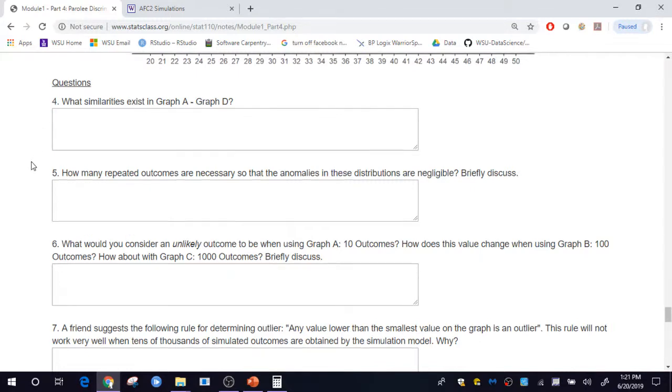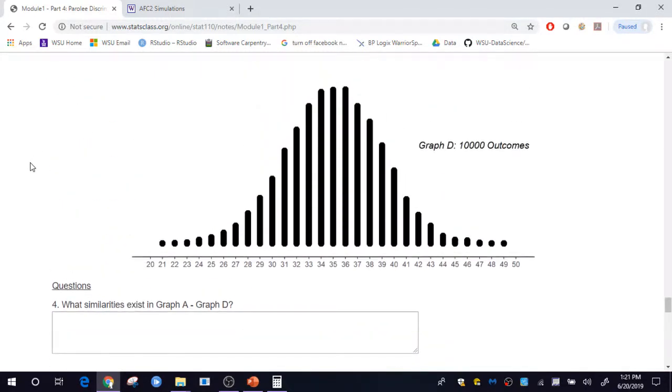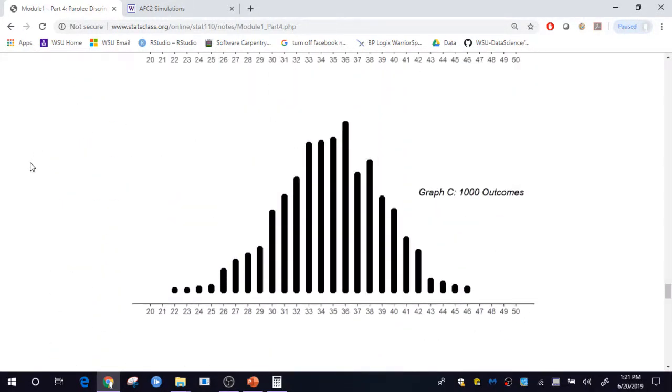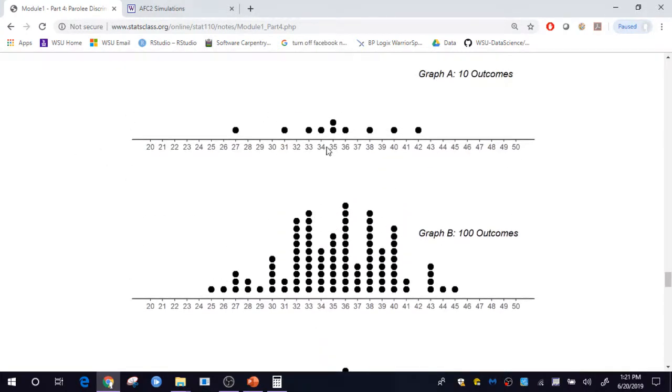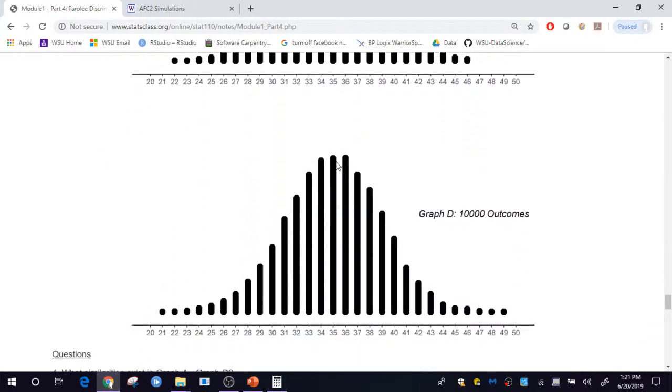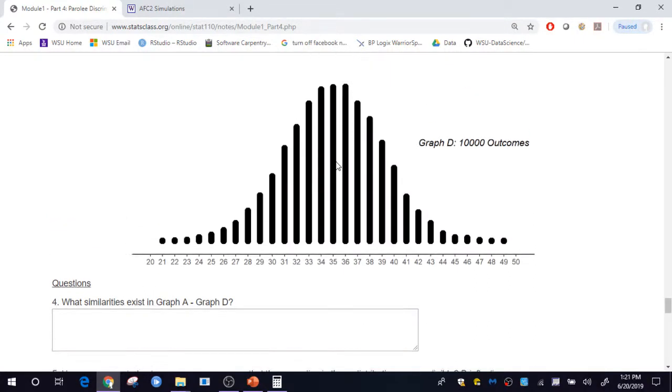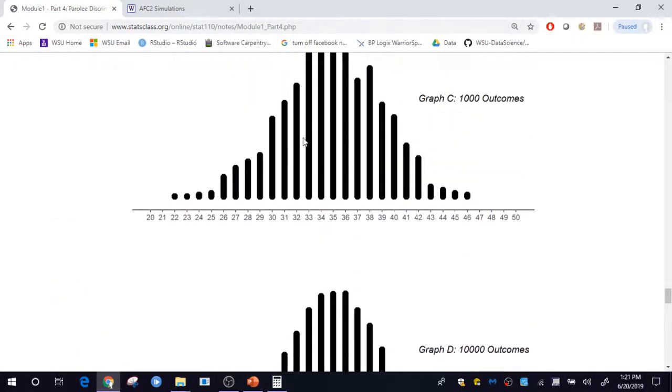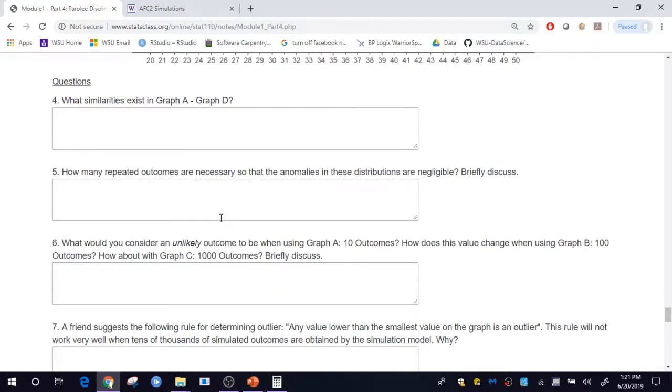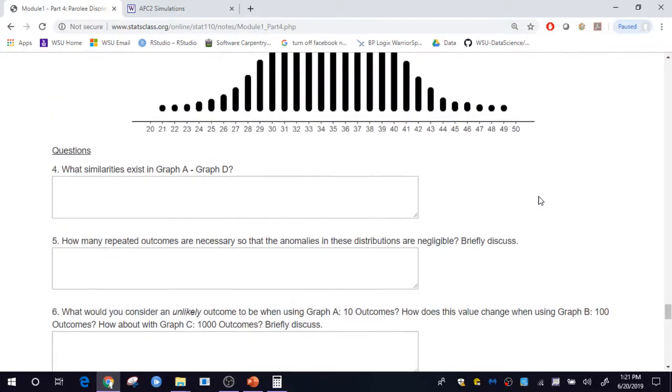Okay, real quickly, similarities that exist. Again, we've already talked about those, but these graphs are centered around 35. The graphs tend to settle down in similar spots. How many repeated outcomes are necessary so that anomalies in these distributions are negligible?